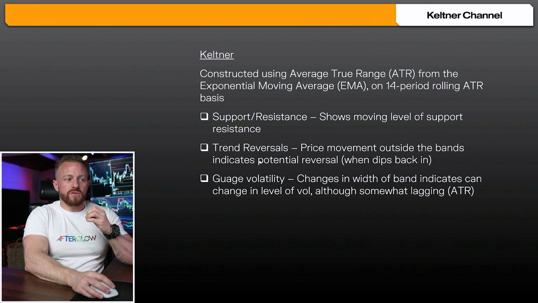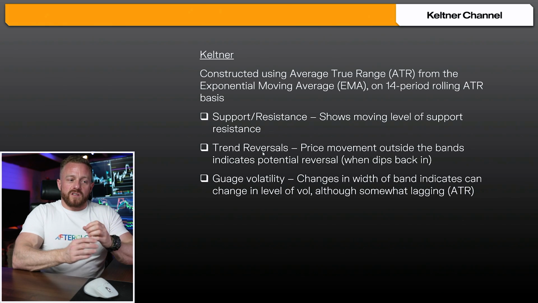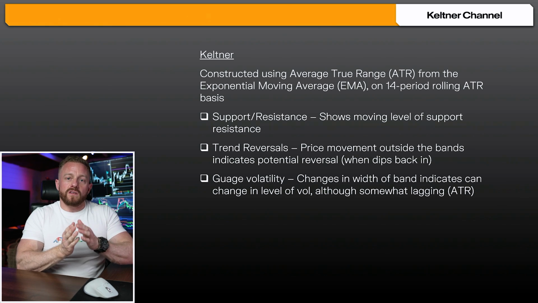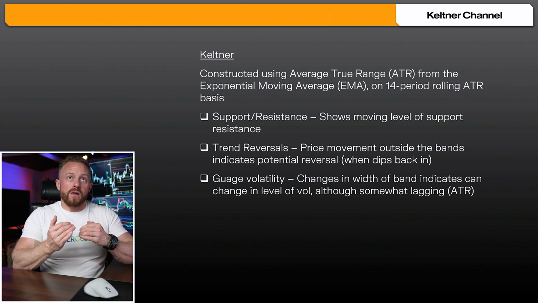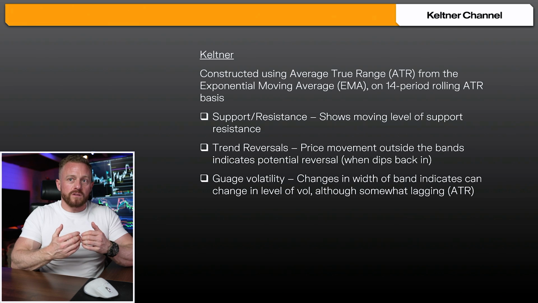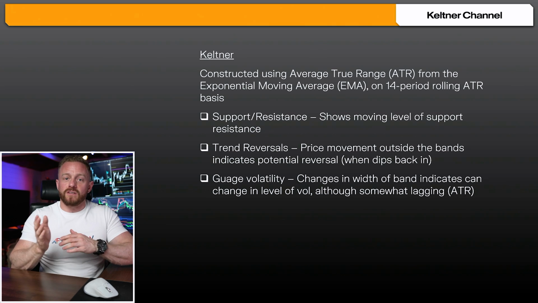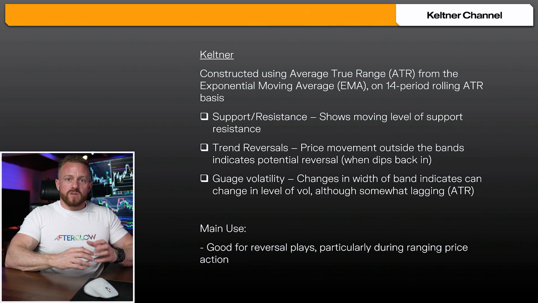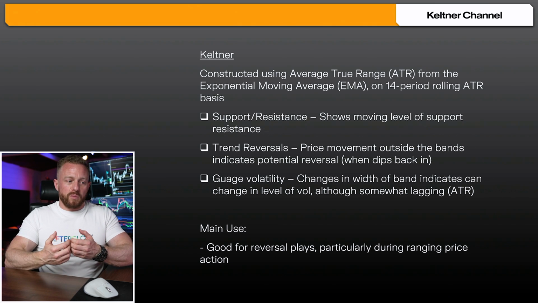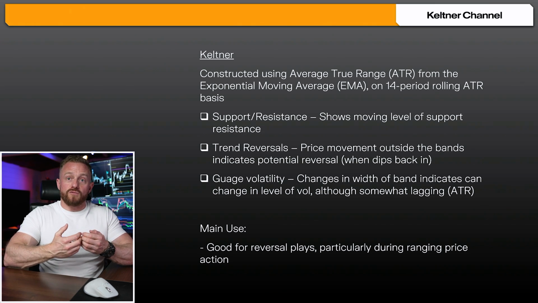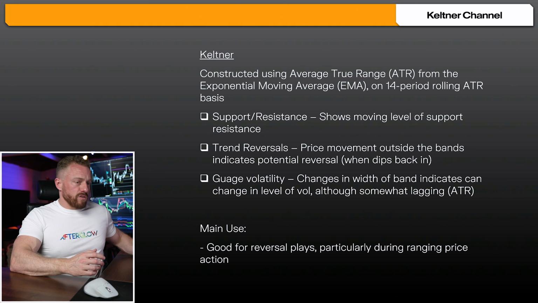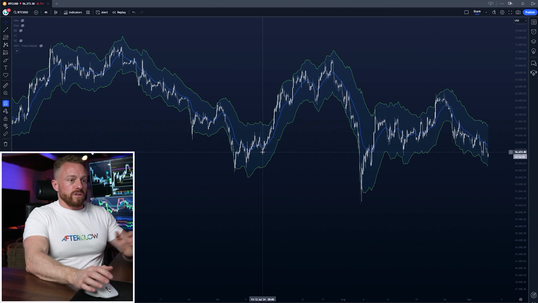And lastly, in terms of volatility, you will see an increase or decrease in the width of the Keltner bands as the volatility changes, but that will be slightly more muted and a bit lagging due to the difference in the way that rolling 14 period ATR calculation works. So generally, I find with the Keltners, these are better for reversal plays, particularly during ranging price action. So I'll just show that on the chart.